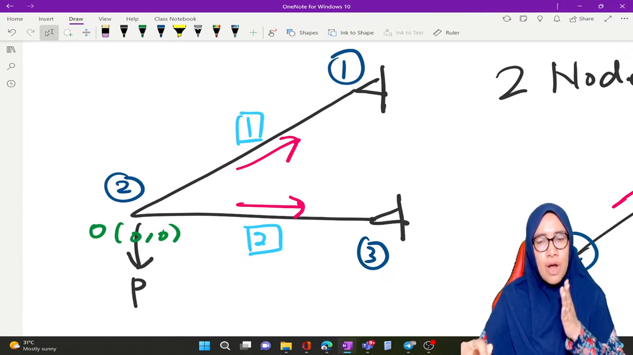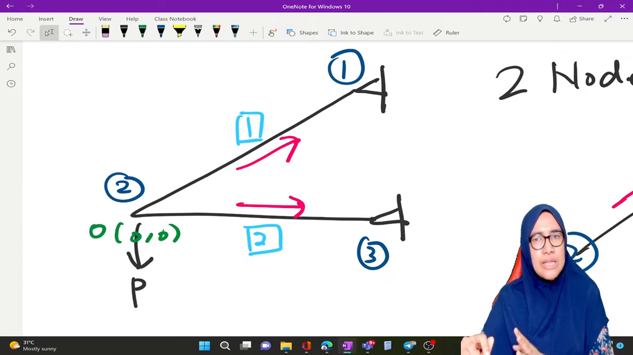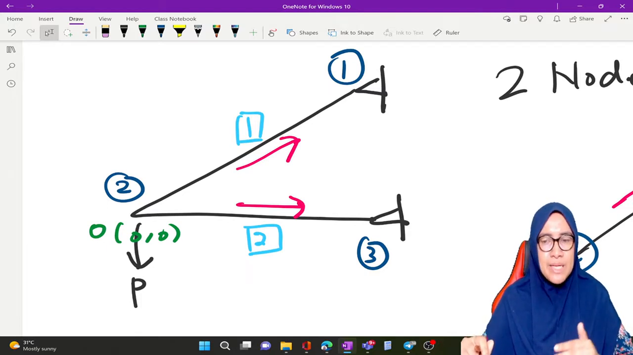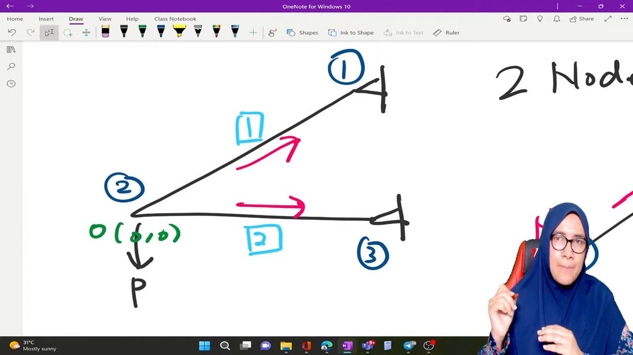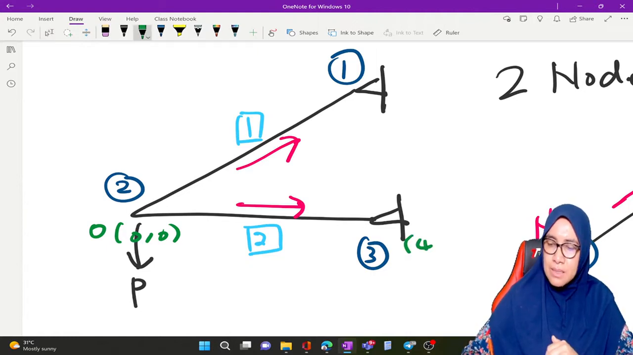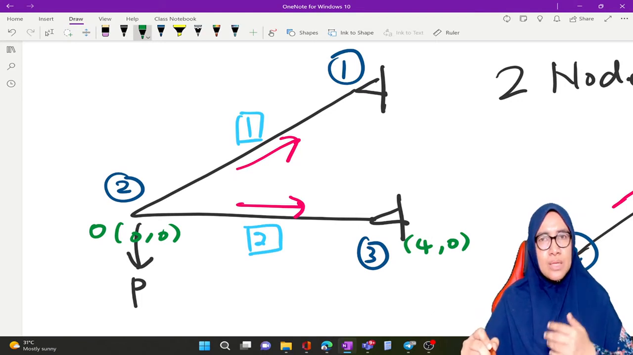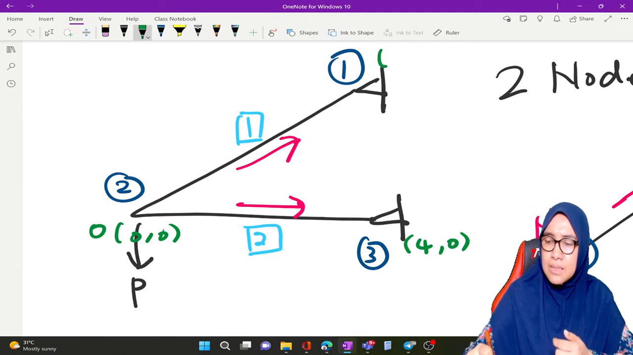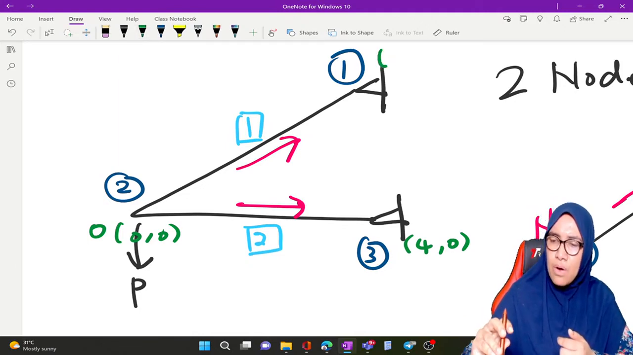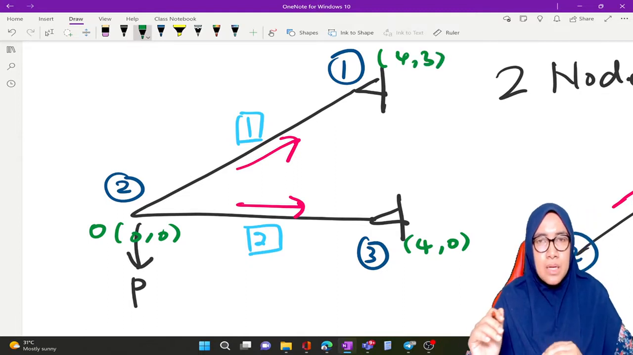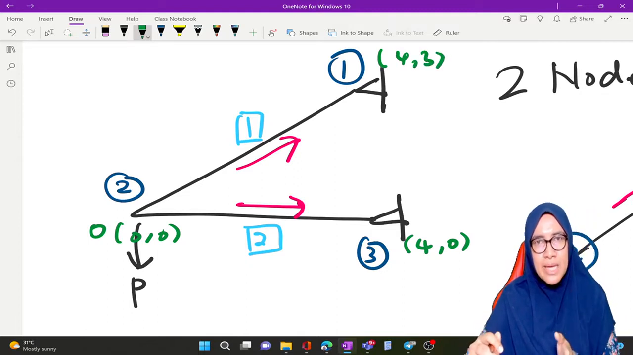From this origin, we continue to label the remaining nodes. We will label node number 3 as 4, 0. And we continue to label node number 1 as 4, 3. By choosing one node as origin.